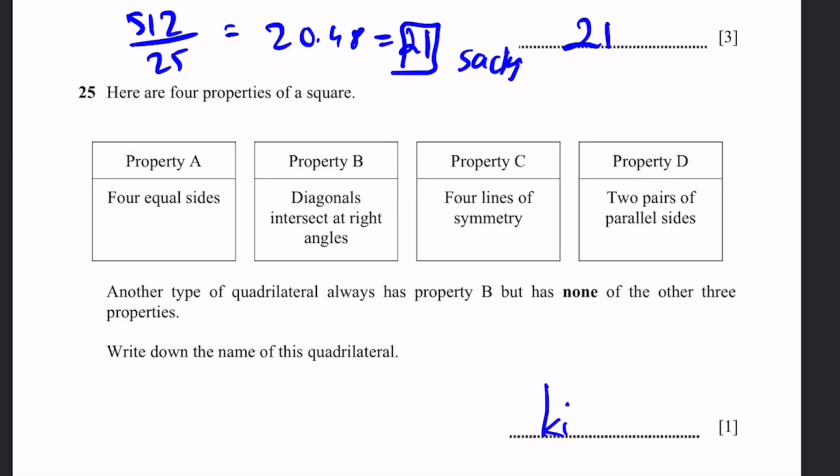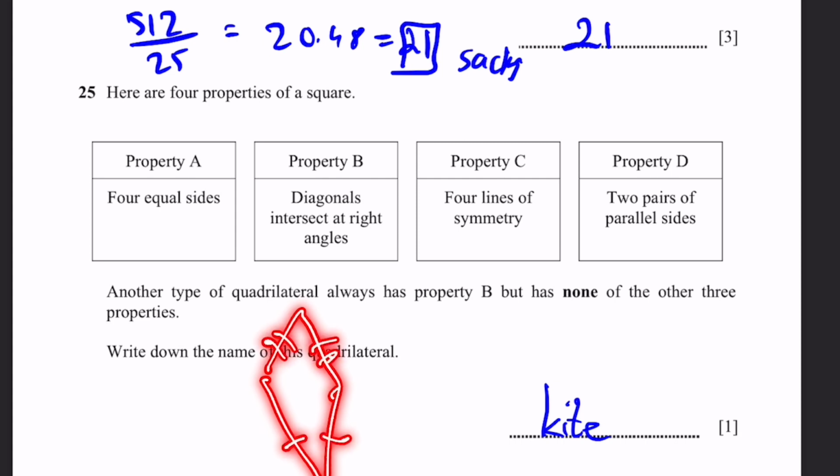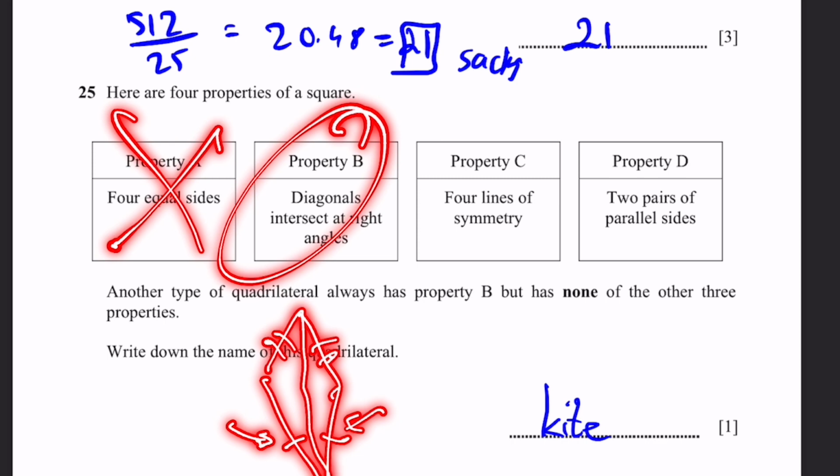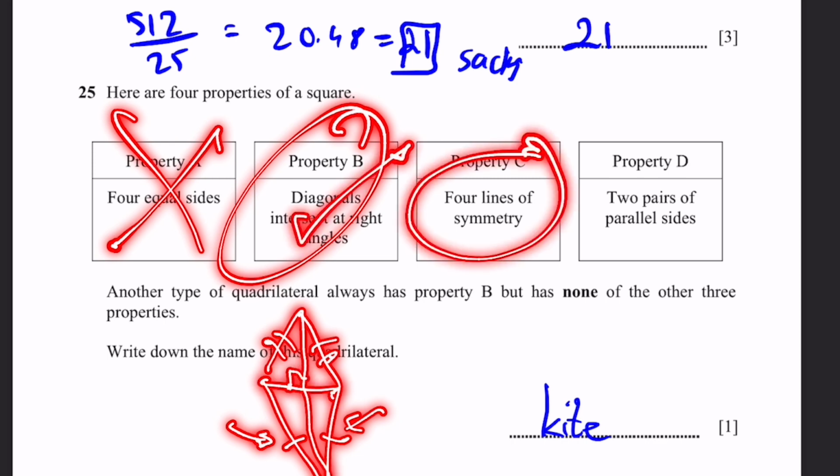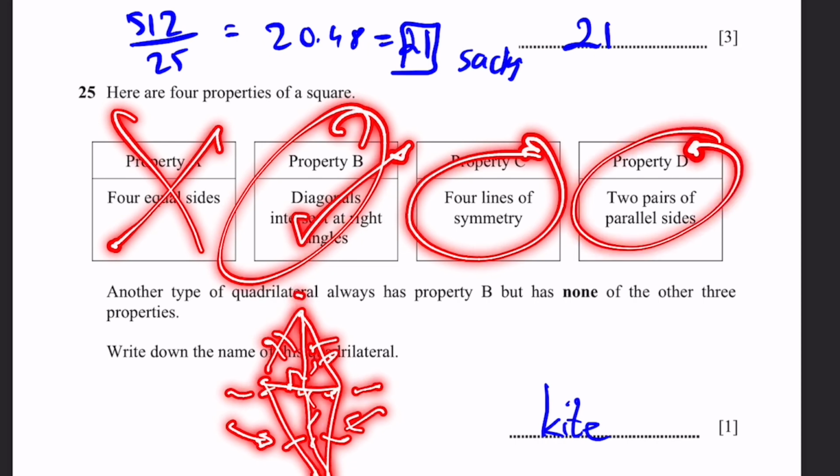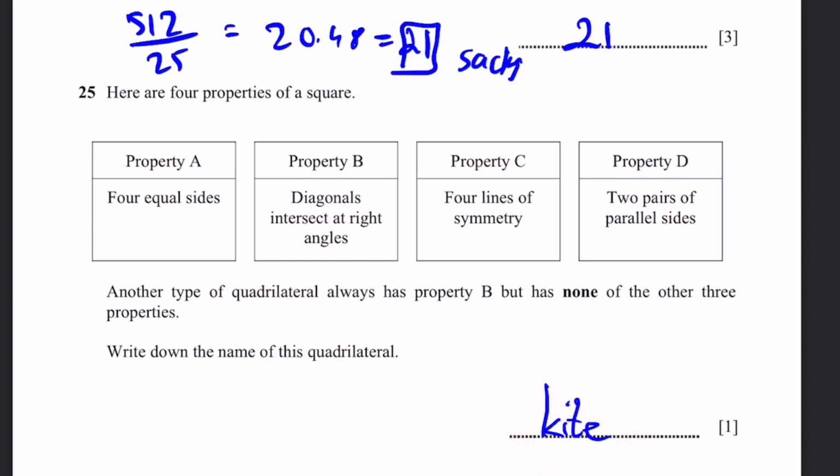So it's actually kite. And if you think about it, it makes more sense. Since, let's say there's a kite. These 2 sides are equal, but these 2 are equal and they're not the same as these 2. So property A is not there. Property B, diagonals intersect at right angles, that is true. Now property C, 4 lines of symmetry, that's wrong. It's only 1 line of symmetry at the horizontal diagonal. And property D, 2 pairs of parallel sides, no. None of them are parallel, they're just equal. These 2 are equal, these 2 are equal. Kite is the answer.